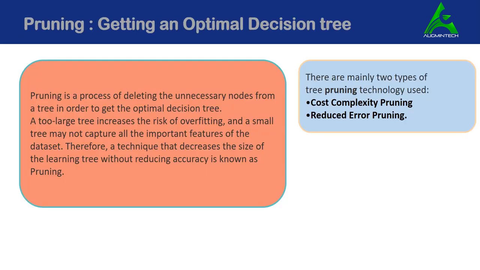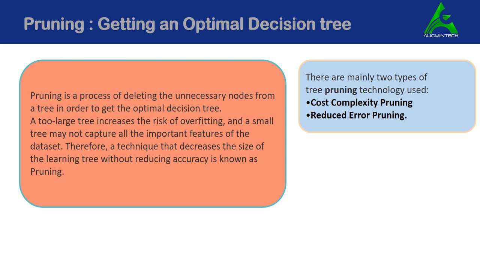Now let's understand what is pruning, getting an optimal decision tree. Pruning is nothing but a process of deleting the unnecessary nodes from a tree in order to get an optimal decision tree. While you're building the tree, you might get some nodes which are not required in order to make the decisions. So pruning is the process of removing those unnecessary nodes. A too large tree increases the risk of overfitting.